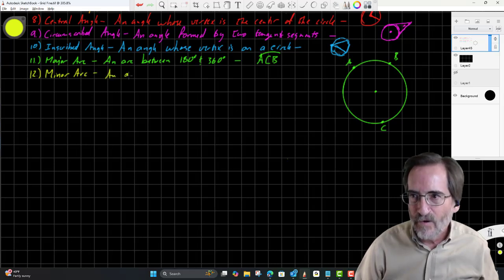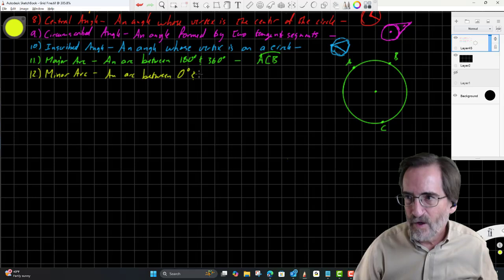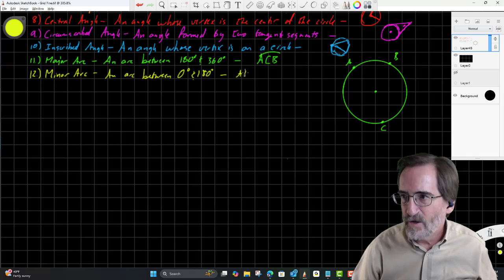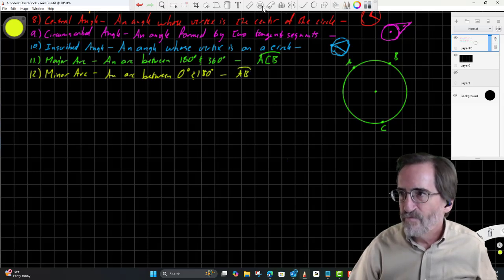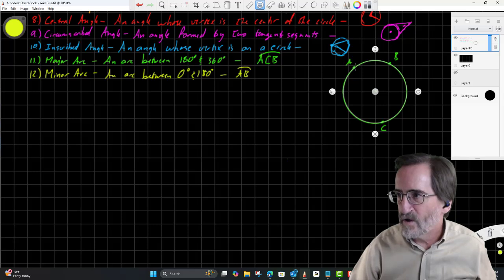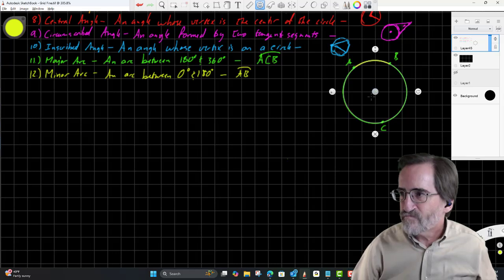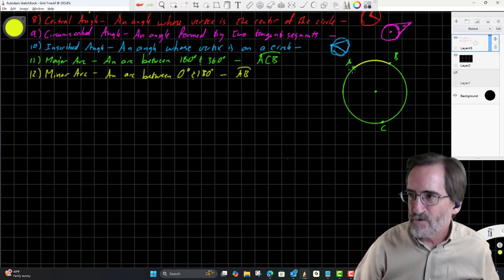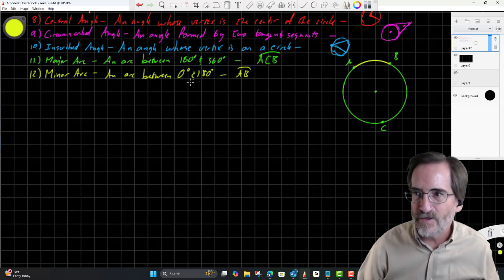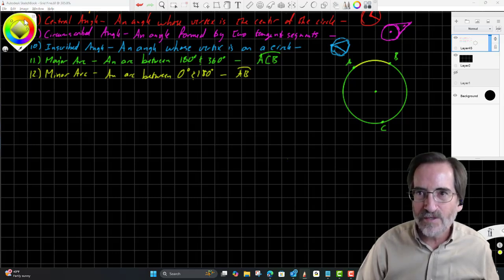A minor arc. An arc between 0 and 180 degrees. In this case, arc AB. So arc AB is a minor arc because it's the short distance around the circle. The major arc is a long distance around the circle, and major arcs need 3 letters to name them. Minor arcs need 2 letters, though you can still define them with 3 letters.